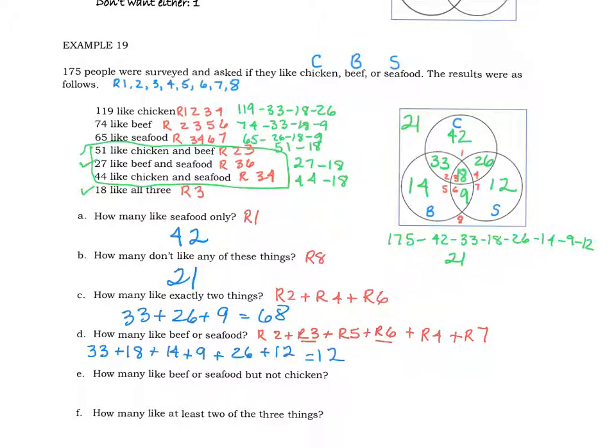Now I want to remind you, there's another way we could have done that. We have a formula for that. How many people like beef? 74. How many people like seafood? 65. And then how many people like beef and seafood together? 27. And then that should give us, oh, I said 112. I just didn't write 112. There we go.